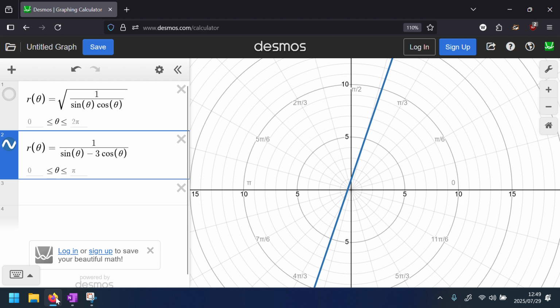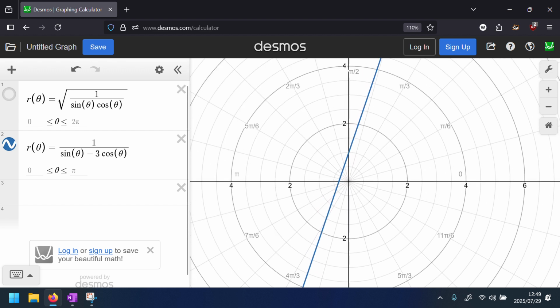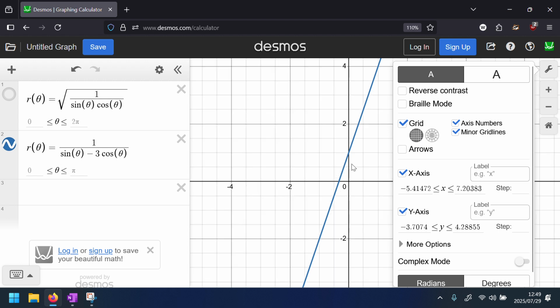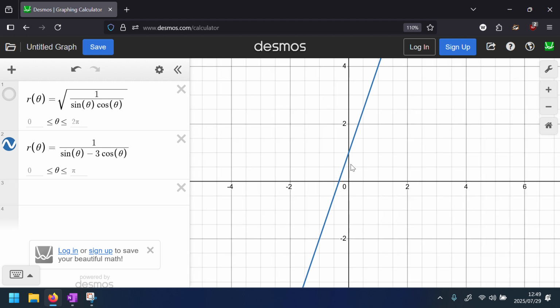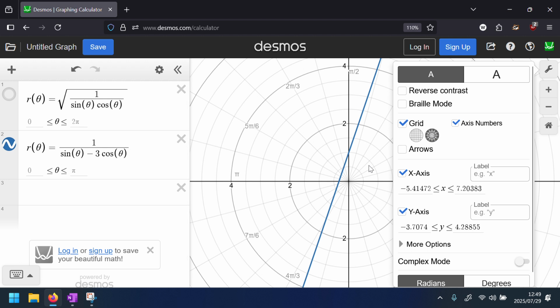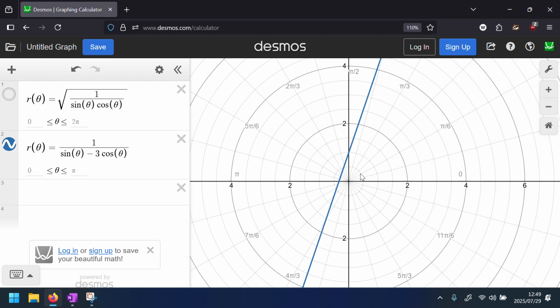And of course, we get the straight line, right? That's what we started with. And if I change this back to Cartesian, it's exactly the straight line you expected, 3x plus 1. It just has this funny form here because we're not working in Cartesian, we're working in polar. But again, the graph is exactly the same.